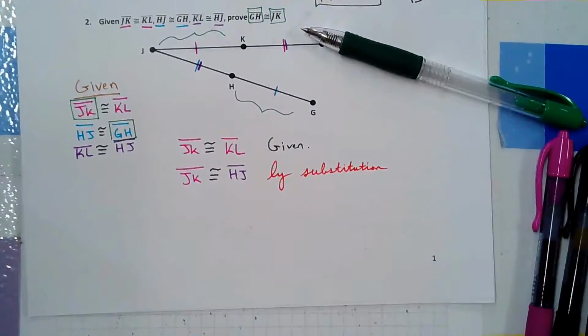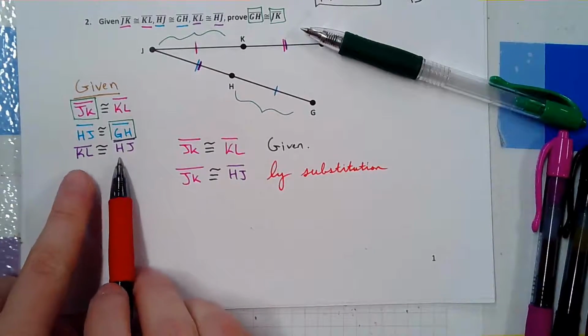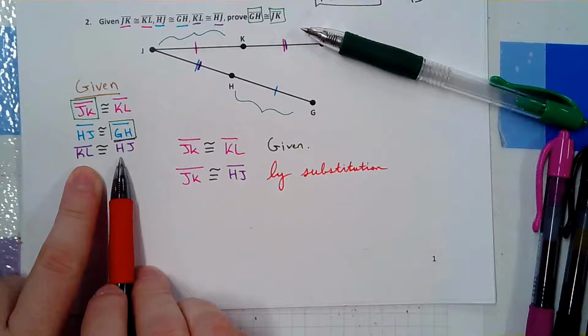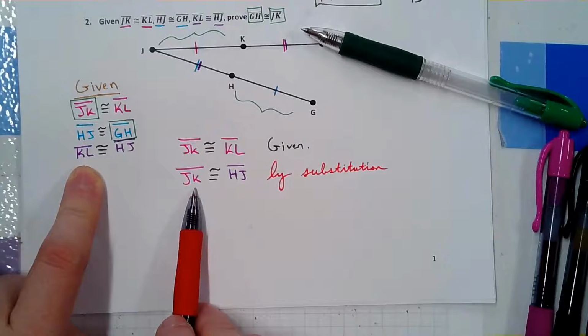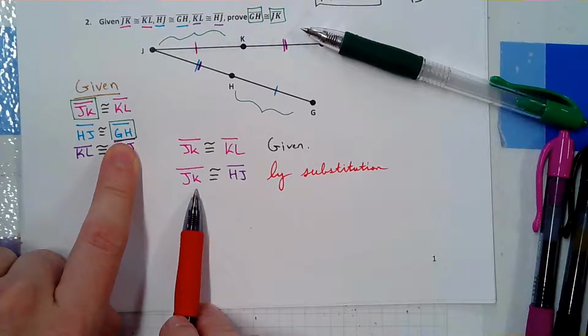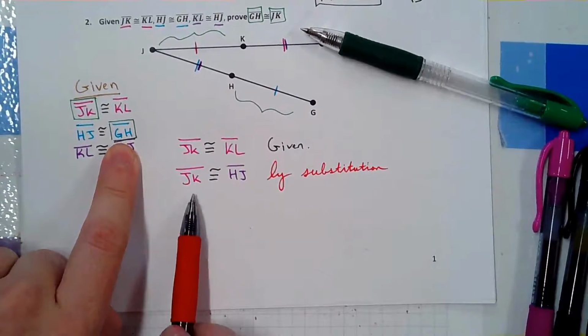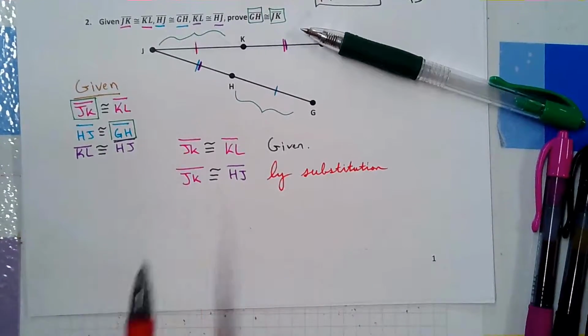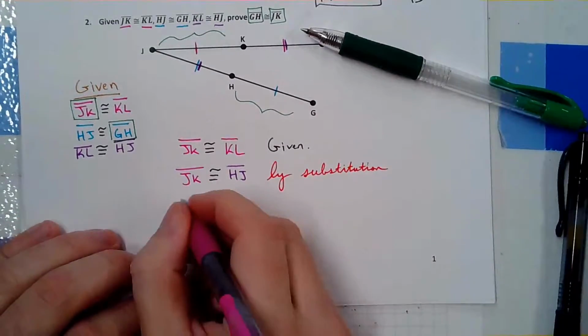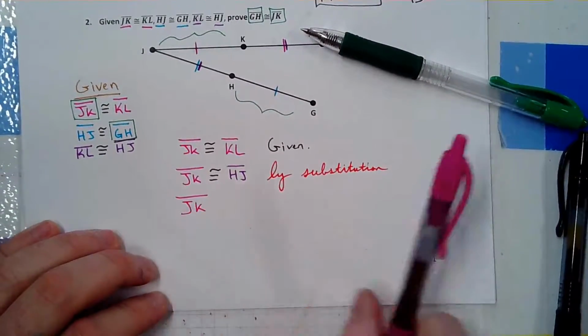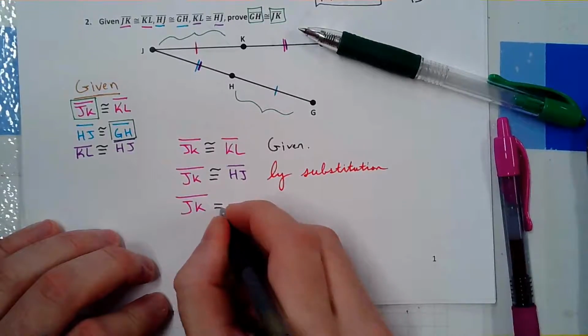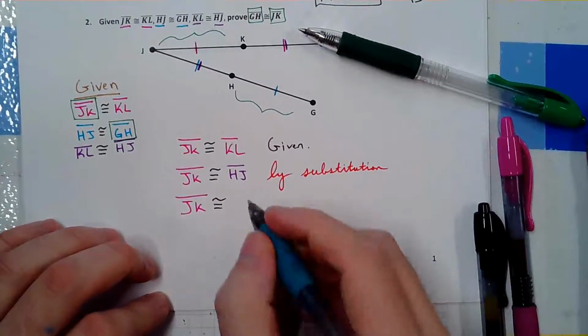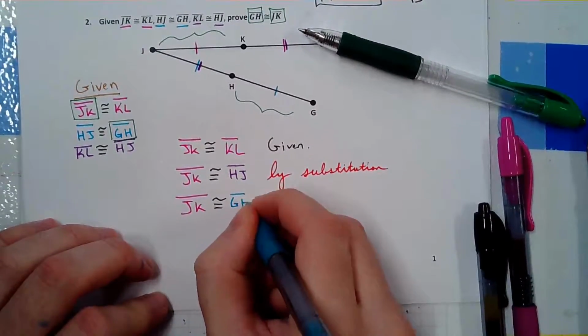So we switched them out, right? KL for HJ, because they are the same. Again, my goal is to get JK and GH together. We don't have an equation with them together yet. So now how do I get GH in there instead of HJ? What's my next step? Jerica. Yep. I'm going to substitute GH in for HJ.